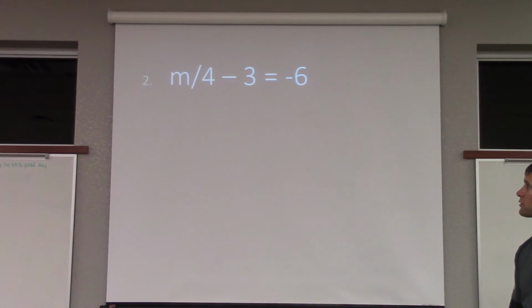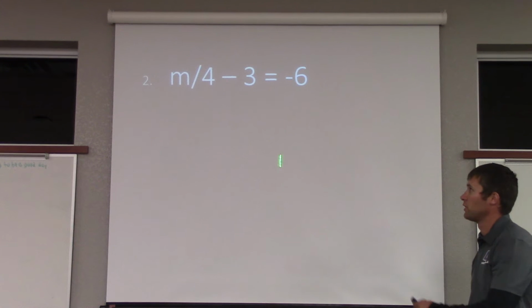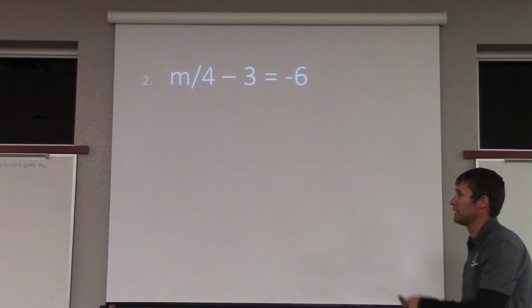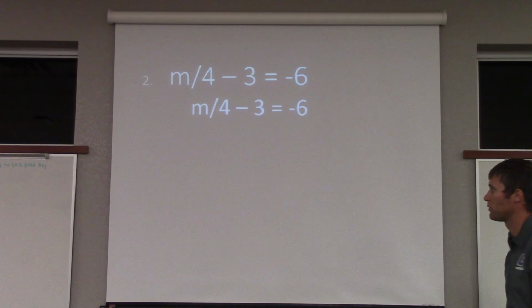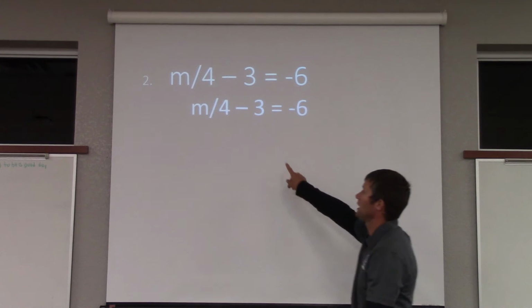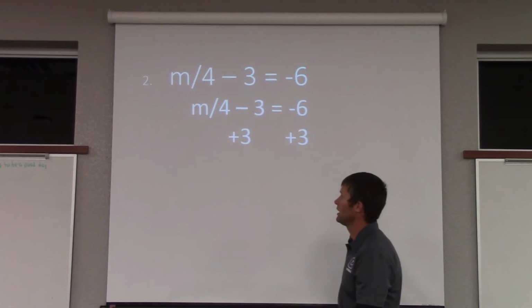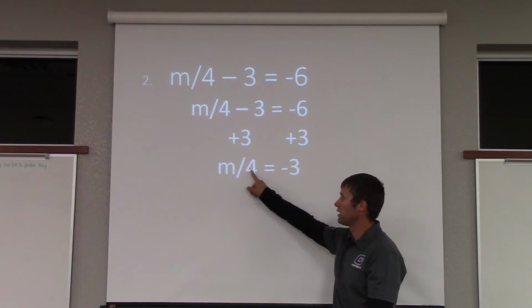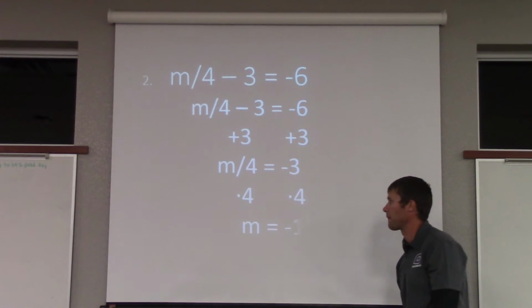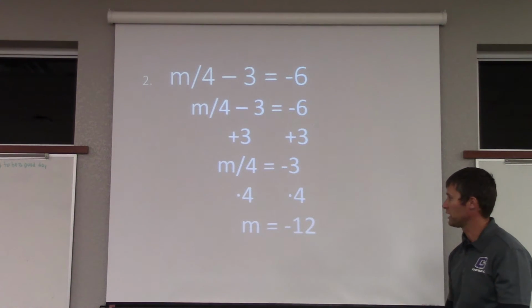Next, we have this right here, m divided by 4 minus 3 equals negative 6. So we're looking just at the left-hand side. So how do I get rid of the 3? I add it. How do I get rid of the 4? It's m divided by 4. The opposite of dividing by 4 is multiplying. So we're going to go ahead and add the 3 to both sides. Once we have that, now the opposite of dividing by 4 is multiplying by 4. So m equals negative 12.